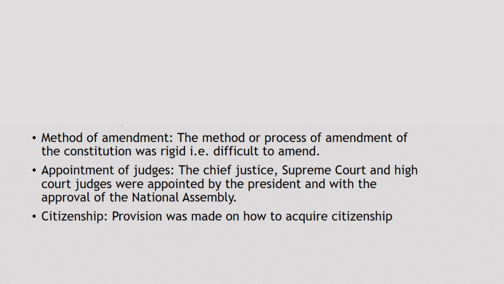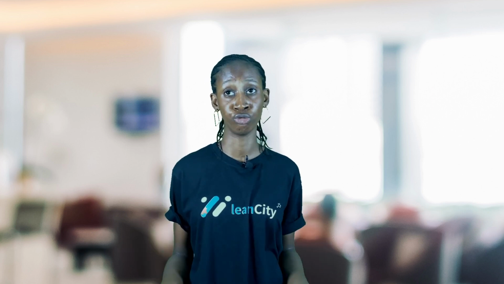Method of amendment. The method or the process of amending the Constitution was rigid because the Constitution we were using in Nigeria was a rigid Constitution. The 1979 Second Republican Constitution was a rigid Constitution, and it was therefore difficult to amend. The method and procedure for the amendment of the Constitution was also enshrined in the Constitution, but it was rigid. It was very difficult to amend, and it usually would take a very long time before the Constitution could be amended.